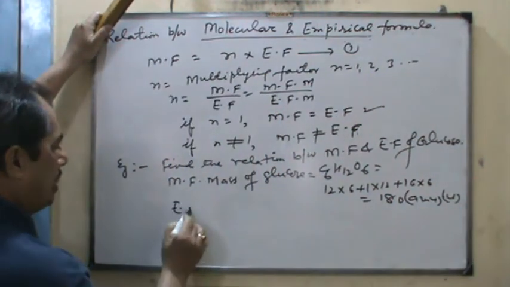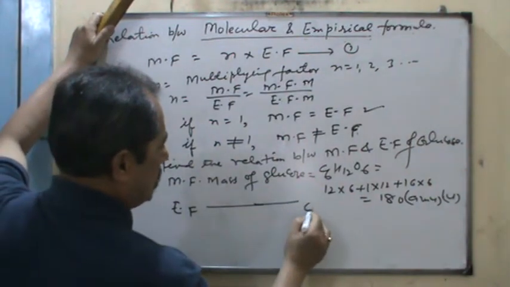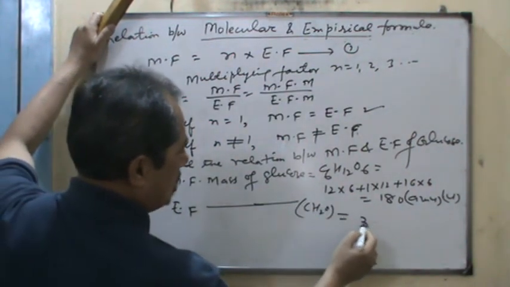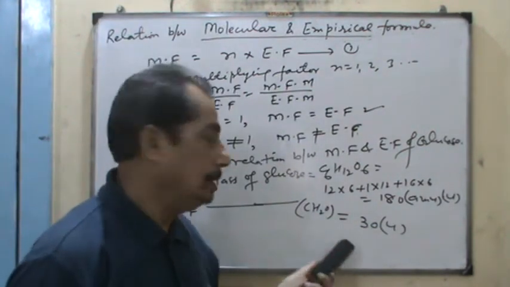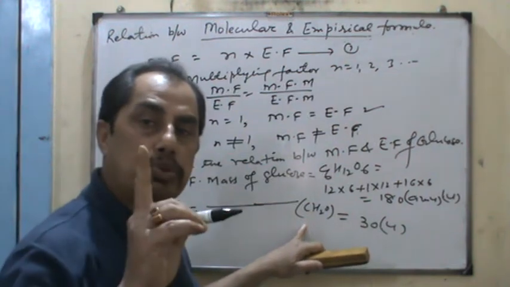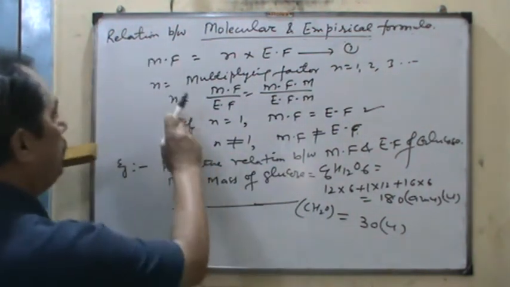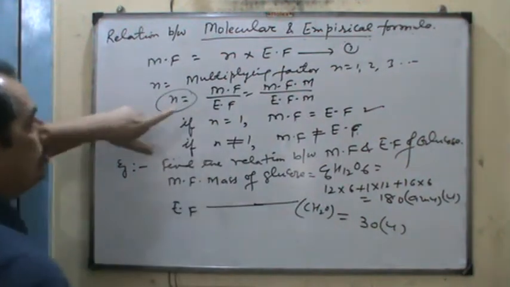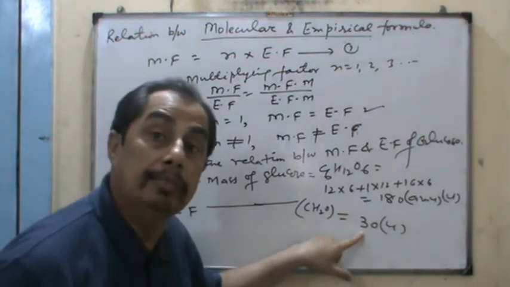So now you write the empirical formula mass of glucose. What is the empirical formula of glucose? CH2O. So its mass is 30 unified mass, because the empirical formula is CH2O: carbon 12, hydrogen 1 into 2 plus oxygen 16 into 1, 30. So if we want to calculate n, therefore molecular formula mass divided by empirical formula mass.